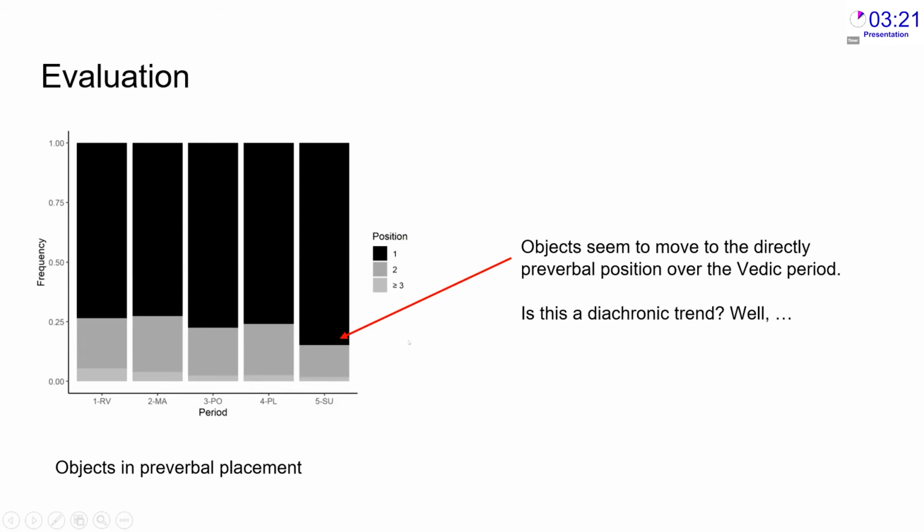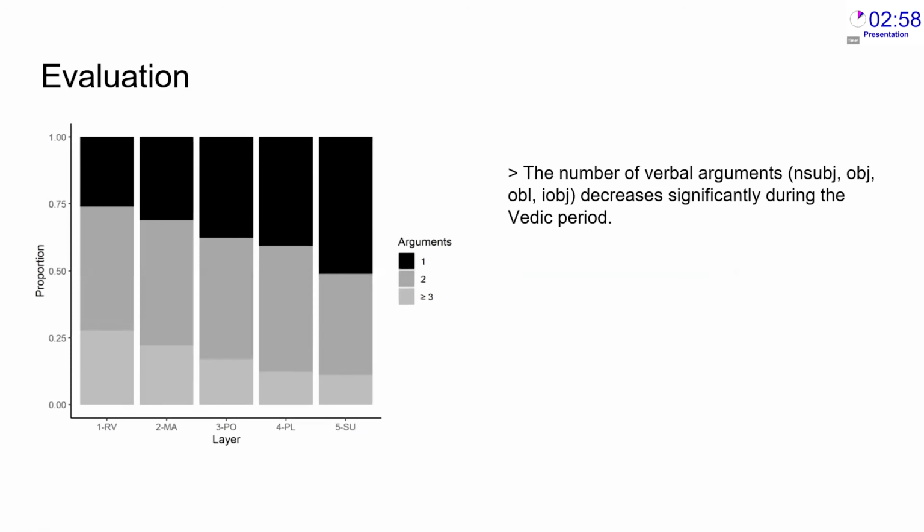And personally, when I saw this plot, I wanted to construct a chronological trend from this observation. But Sven rightly remarked that we should have a look at another factor, namely the number of arguments a verb can have. So if a verb can only have one argument, it's quite probable that this one argument is placed directly in front of the verb. So we plotted these data, and this is, in my opinion, a really interesting outcome.